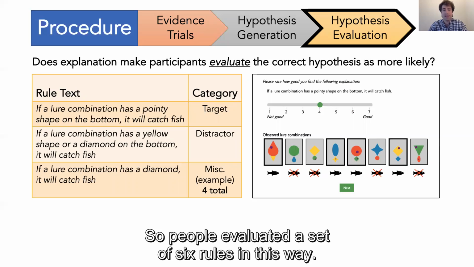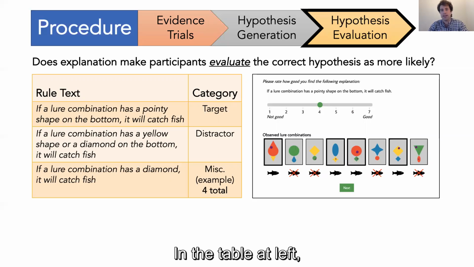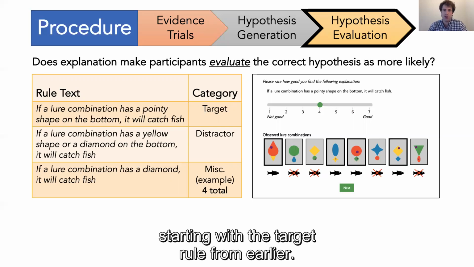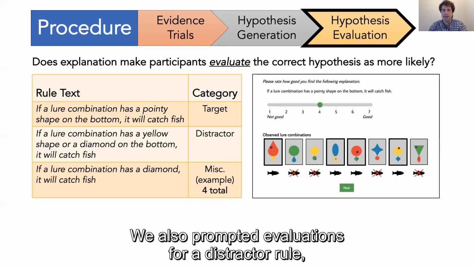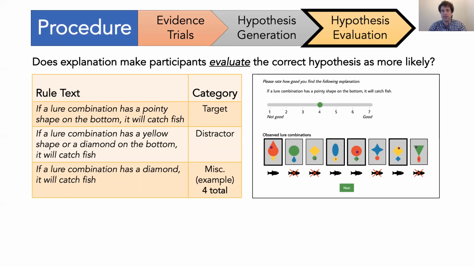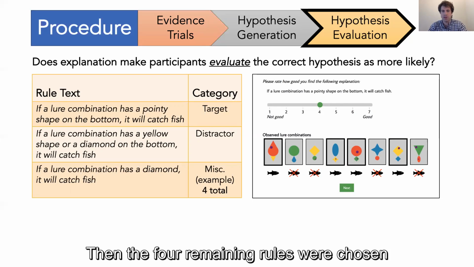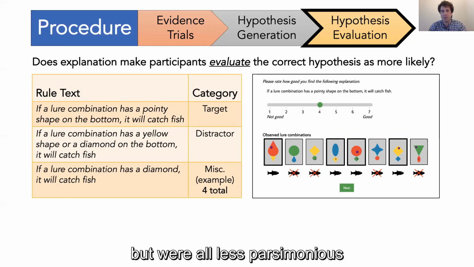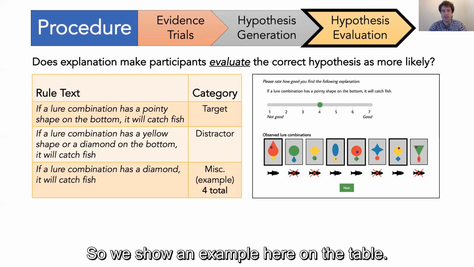So people evaluated a set of 6 rules in this way. In the table at left, we show a sample of these rules, starting with the target rule from earlier. We also prompted evaluations for a distractor rule, which was consistent with all the evidence as well, but considerably more complex. Then the 4 remaining rules were chosen to vary in their consistency with the evidence, but were all less parsimonious than the target and distractor. So we show an example here in the table.